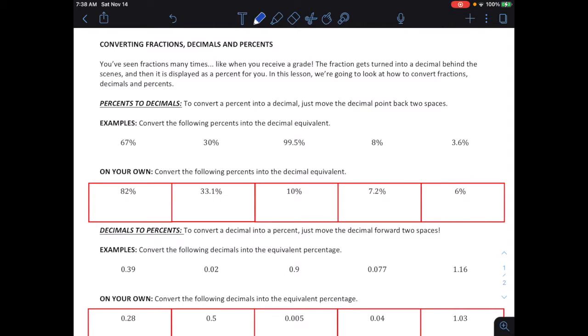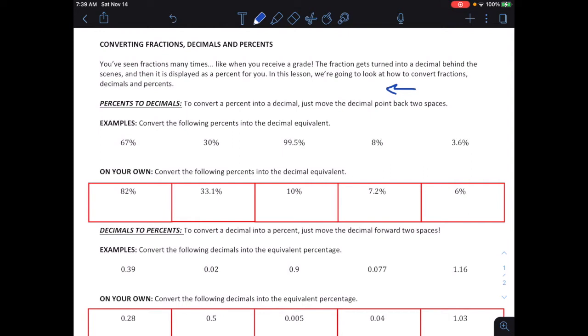So the first thing we want to talk about is how to take a percent and turn it into a decimal. And with everything that we do today, it's all going to be about moving the decimal point. In the case of converting a percent into a decimal, we want to move the decimal point back 2 spaces. And when it says back, what we mean is we're going to move the decimal to the left. So we're going to move it that direction.